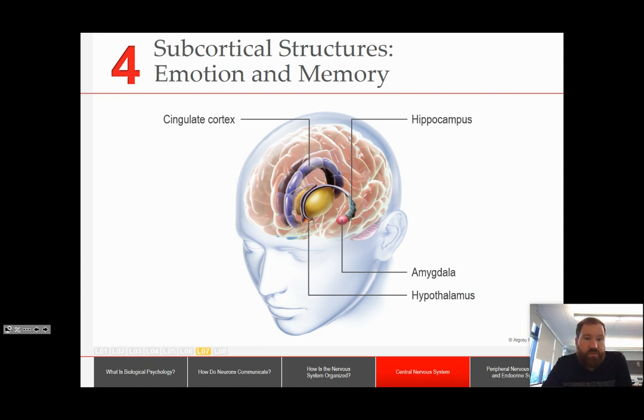Combined, these two brain structures kind of focus our memory on the more emotional things, which again you can see as being an adaptive quality that our brains have.